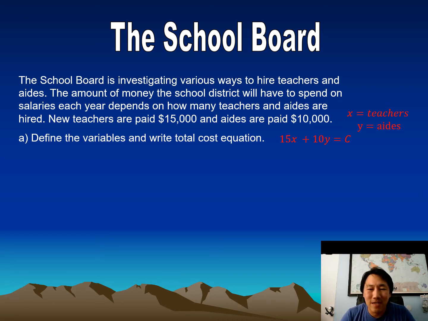Notice instead of 15,000x and 10,000y, I've decided to take away the 3 extra zeros to make our equation work a little bit better, so it's working with smaller numbers. But you should know that whatever answer you get, you're going to have to multiply it by 1,000 to accommodate for those 3 extra zeros. All right, so that's how we write the cost equation, how much it costs to hire teachers and aides.